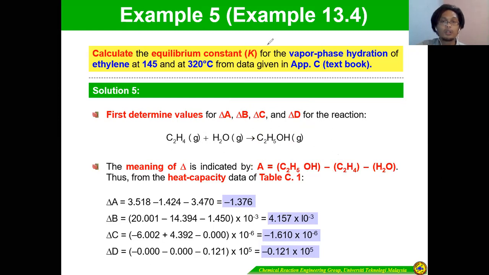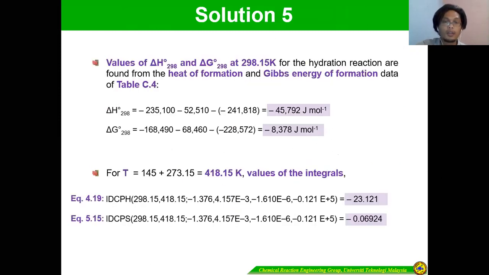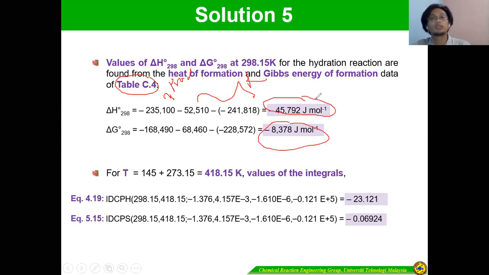For each component, you can then calculate delta H naught and also delta G naught at the standard state. How to calculate this? Take all the standard state values of delta H naught for each component. This one is for the products, and this one is for the reactants. So products minus reactants, you get the total delta H naught and also delta G naught at standard state.